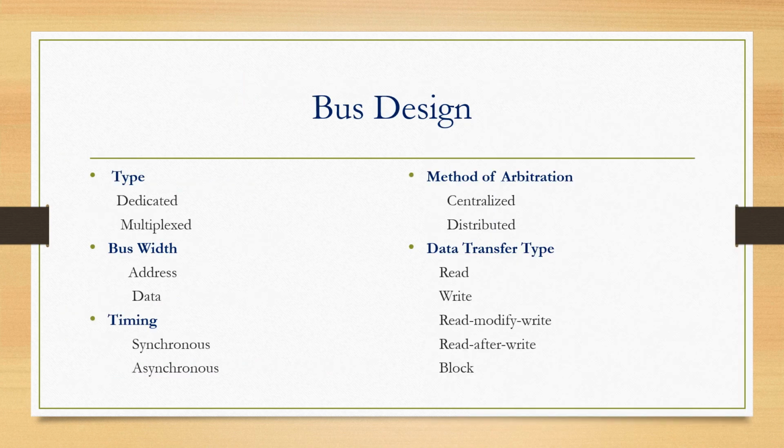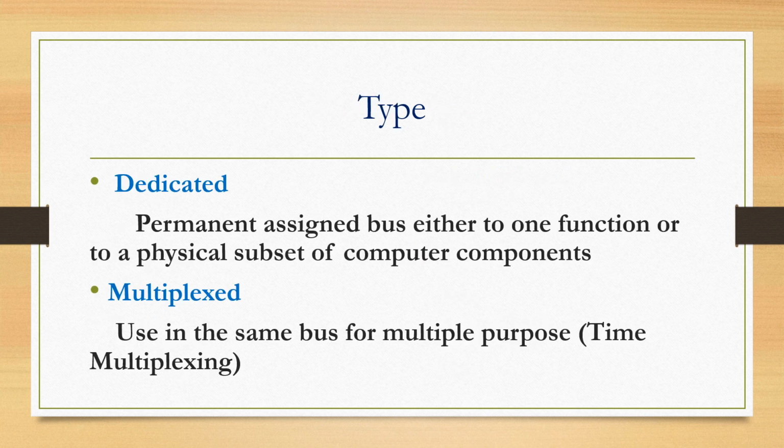Bus design. The bus is designed based on various elements: type, width of the bus, timing, method of arbitration, and data transfer type. The bus types are dedicated and multiplexed. Dedicated means the bus line is permanently assigned to one function. Multiplexed means one or more functions are used on the same line.